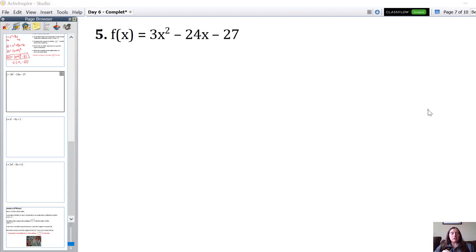Now we're going to look at an example of completing the square where our a value is not 1. Step 1 when we're completing the square is to move our constant to the other side. So I'm going to start by adding 27 to both sides. That gives me f of x plus 27 equals 3x squared minus 24x.